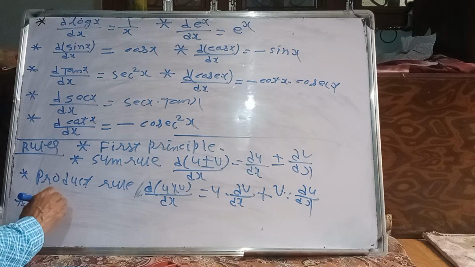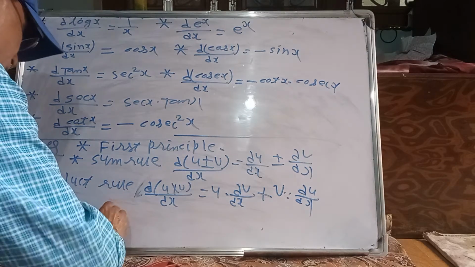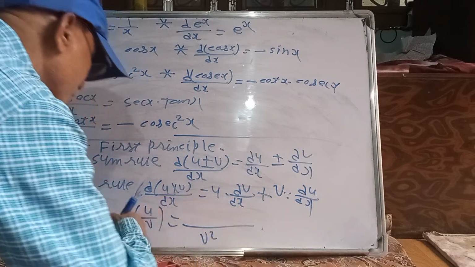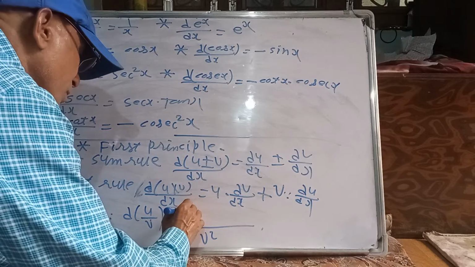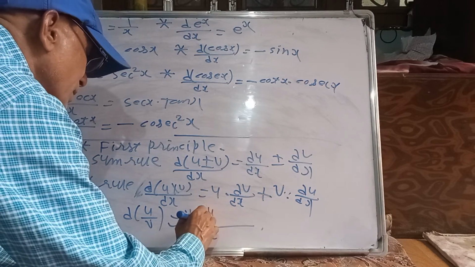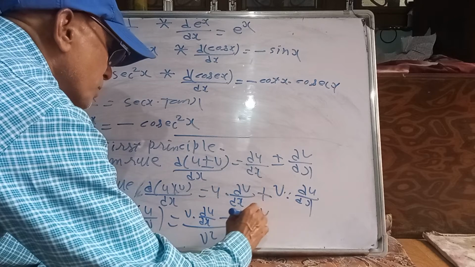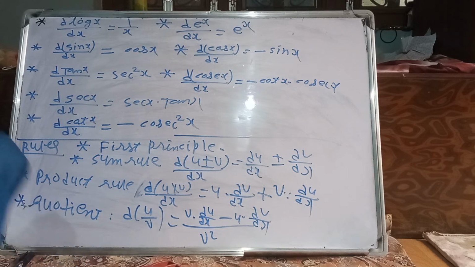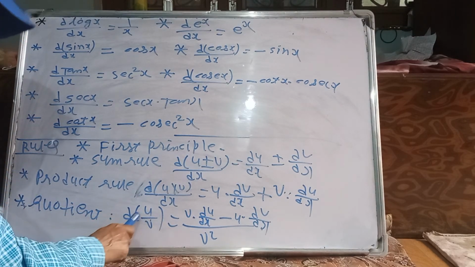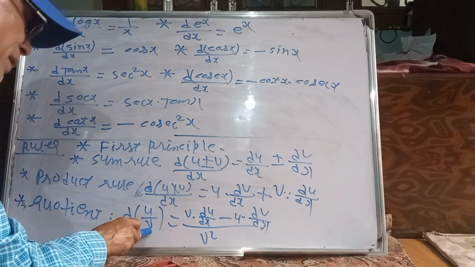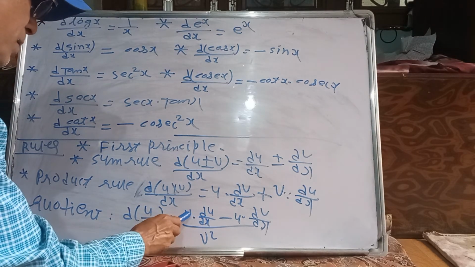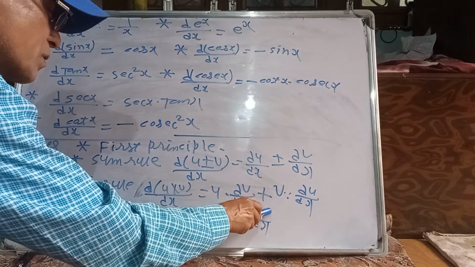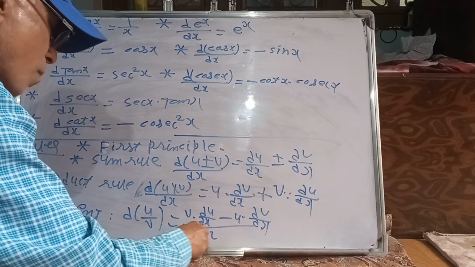Another is quotient rule. Here d(u by v) by dx equal v square. See, numerator denominator: v du by dx minus u dv by dx. Differential coefficient of u by v is equal to denominator into dc of numerator minus numerator into dc of the denominator upon v square.